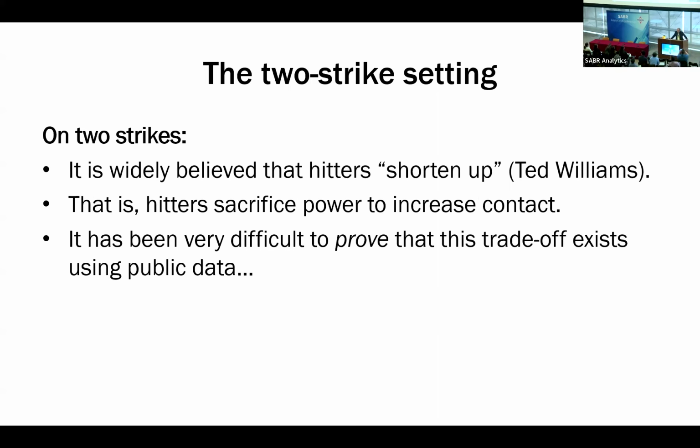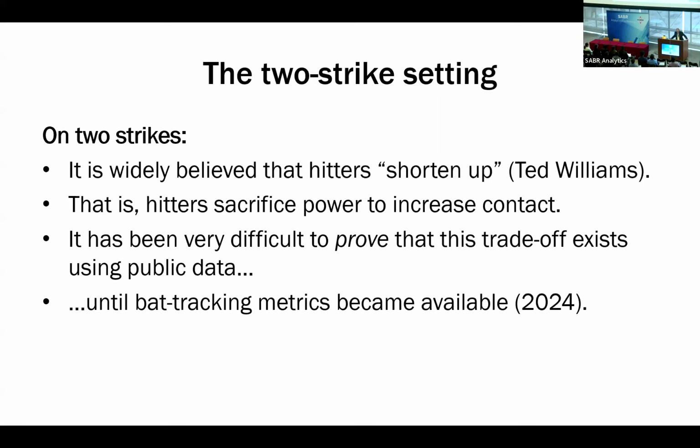And for this reason, it's widely believed that hitters, as Ted Williams wrote, shorten up and quicken up. So in other words, hitters are sacrificing power in order to increase contact. However, it's been very difficult to prove that this trade-off exists using public data, at least until bat tracking metrics became available last season.